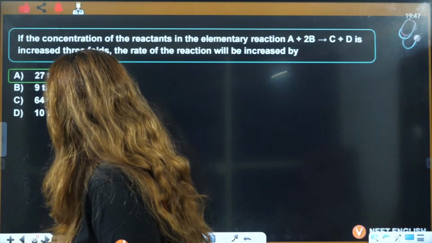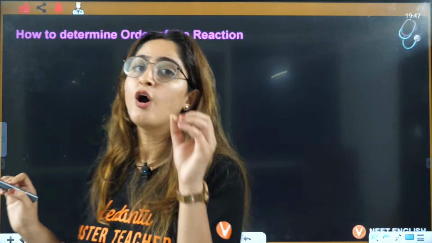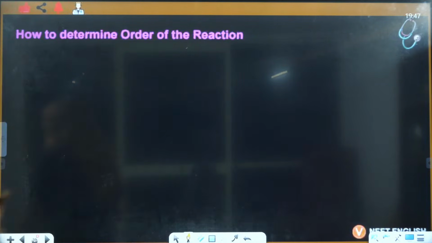Excellent. Now, let's understand how to determine the order of the reaction. Ready for how to determine the order of the reaction, everybody? Let's see how to determine the order of the reaction.